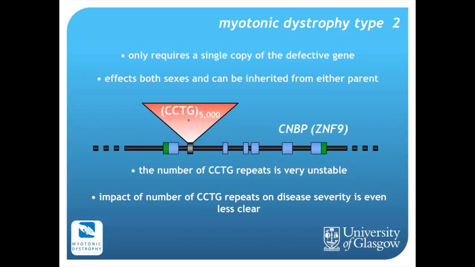And in this case, the number of repeats is even more unstable. It changes even more rapidly throughout the lifetime of the individual, and is probably also changing rapidly from one generation to the next, but actually because it's so unstable in the blood, it's very difficult to measure what's happening from one generation to the next. And overall, the correlation between the number of repeats and disease severity in myotonic dystrophy type 2 is even less clear than it is in myotonic dystrophy type 1, although there's probably a similar overall relationship.